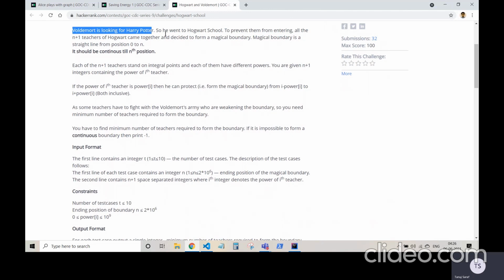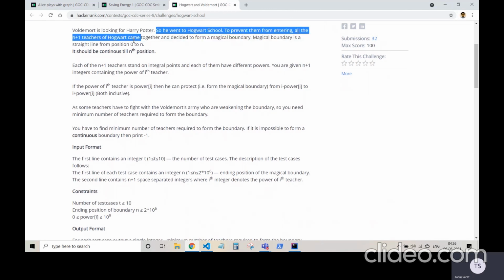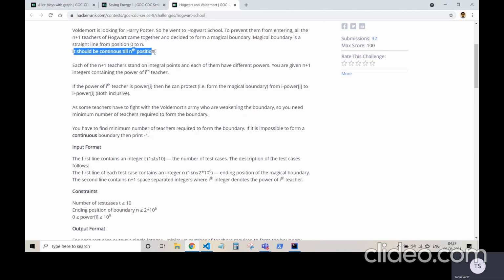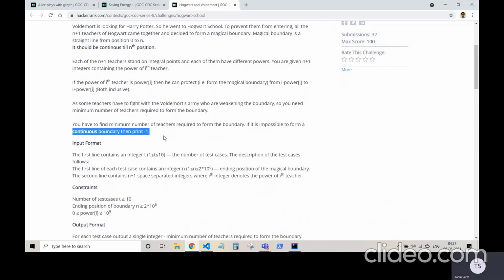Voldemort is looking for Harry Potter and so he went to Hogwarts school, and to prevent them from entering, there are n+1 teachers and they form a magical boundary. A magical boundary is a straight line from position 0 to n and it should be continuous till the nth position. Each teacher has a certain power. If the power of the I teacher is power I, then he can protect from I minus power I to I plus power I, both inclusive, and we have to find the minimum number of teachers that are required to form this entire boundary. And if it is impossible to do so, we should print -1.